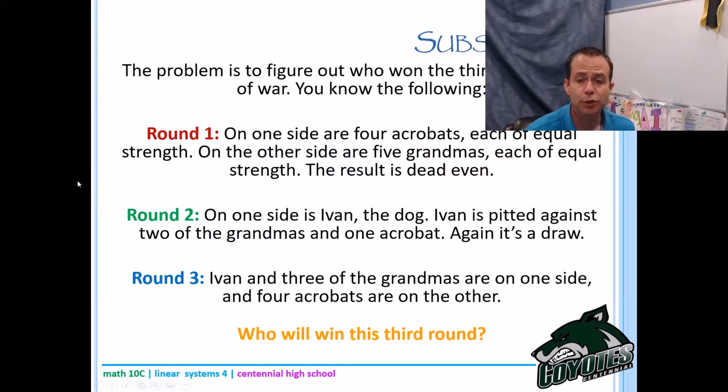Okay, in round 2, I've got Ivan the dog, and Ivan's pitted against 2 of the grandmas and 1 acrobat. Again, it's a draw. That means nobody won. Equal strength on both sides. Okay, so round 3, this is what you're going to figure out. Ivan and 3 of the grandmas are on one side, and 4 acrobats are on the other. And the question is, who's going to win?